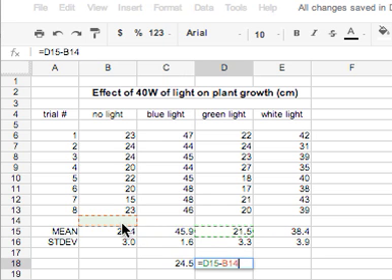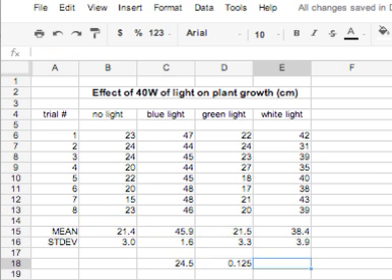Minus the no light condition. And one more. Notice I'm not doing copy and paste because they're all referring to the same cell B15 over here. So what we now have is the actual growth effect of blue light on the plants, the effect of green light on the plants, and the effect of white light on the plant's growth.